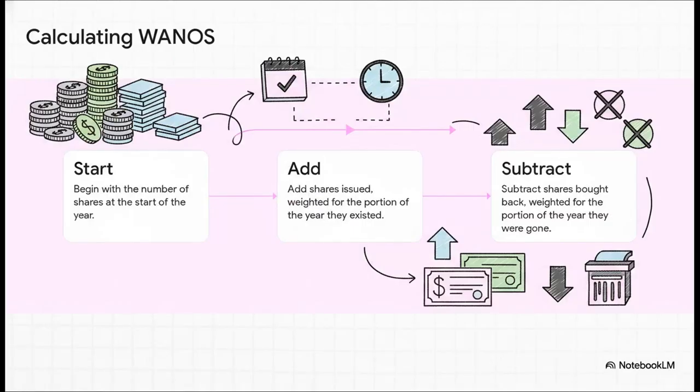And the logic here is actually pretty intuitive. You just take your starting number of shares, and then for any change, like issuing new stock or buying some back, you factor it in, but only for the fraction of the year it was actually in effect. So if shares were issued exactly halfway through the year, they only count as half a share, on average, for that year's calculation. Makes sense, right?